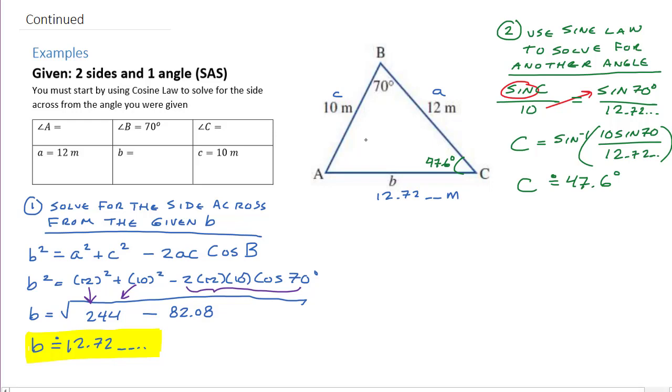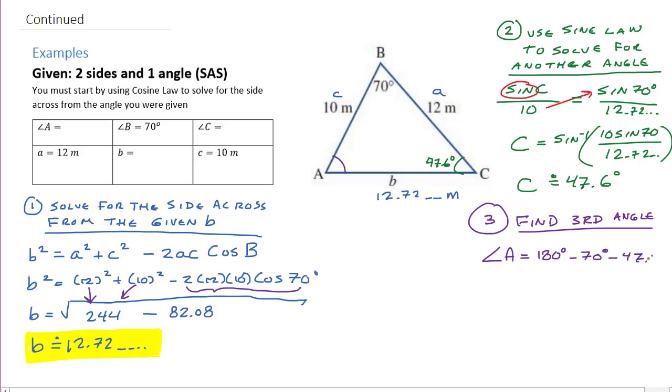The final thing to solve for is angle A. So we already have two of the angles, so find the third angle just by subtracting from 180. And that is the first example for cosine law. So we're going to find angle A. You've got 180 degrees in any triangle minus the other two angles, 70 minus 47.6 degrees, and we're going to get approximately 62.4 degrees. There you go.